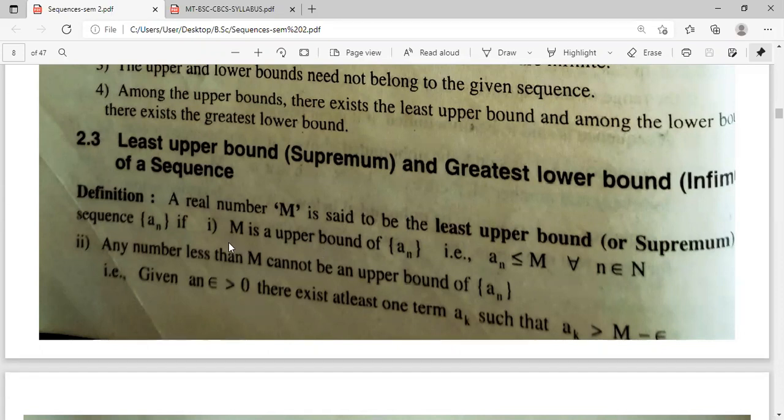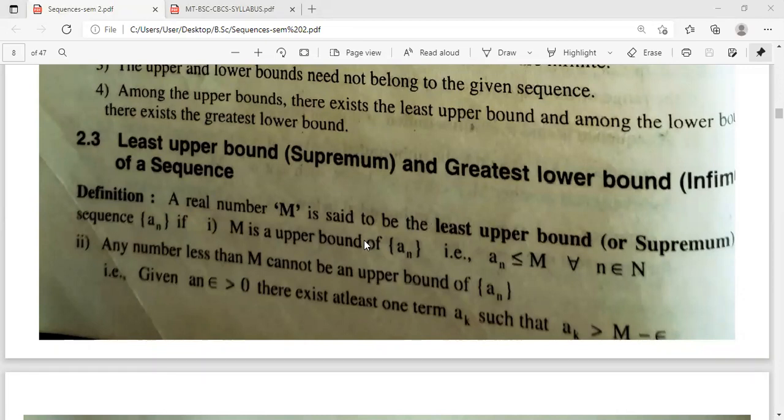Now, there are two conditions. The first one is M is the upper bound of the sequence an. That means you have already taken the definition. Upper bound means an is less than or equal to M. If it is a lower bound, you already know an is greater than or equal to M. But here, upper bound means an less than or equal to M for every n belongs to N. That is the set of natural numbers, and here you have to substitute the values n equal to 1, 2, 3, and so on.